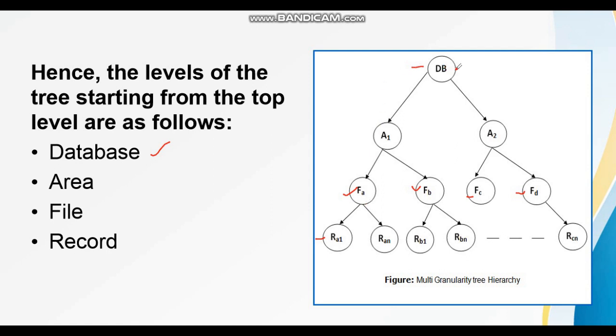Now suppose I lock this database over here. Obviously, if this root is locked, then the entire descendant is locked. And if I lock this A1, then definitely everything under it is locked. If I lock A2, then everything is locked for this A2 over here. To overcome this, multiple locks were introduced. Since we have studied only two locks, one is shared lock and the other one is exclusive lock.